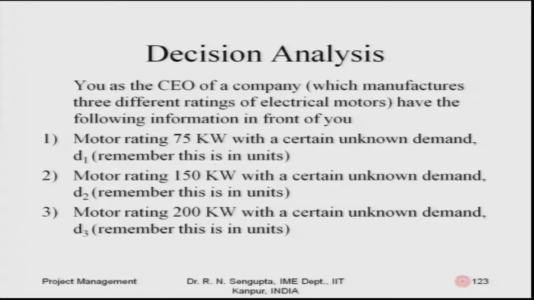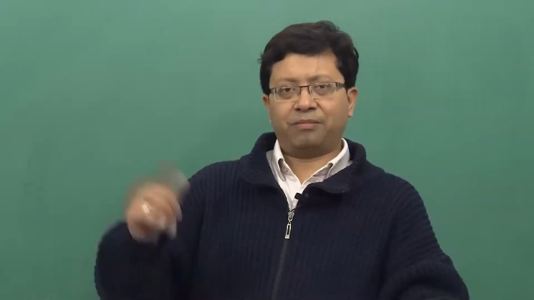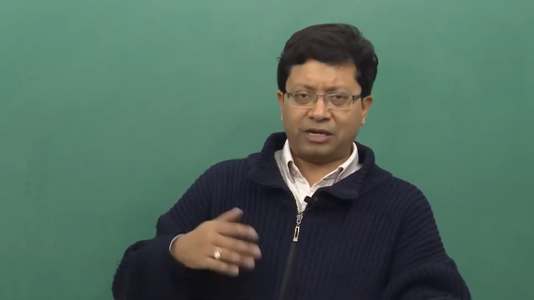You have 3 different types of motor ratings. Building up a motor can also be a project. The 75 kilowatt motor rating has a certain unknown demand, considered as D1. Motor rating 150 kilowatts has a demand of D2, and motor rating 200 kilowatts has a demand of D3. There is no relationship as such that we are considering between D1, D2, D3. They can be independent, but they can be dependent also.